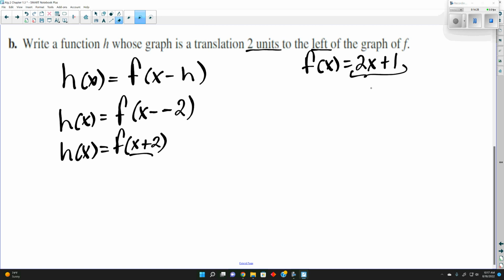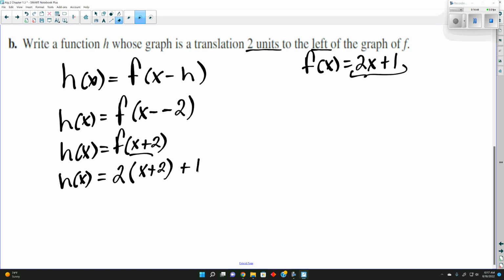So this here, we can replace it with the function, so we would have 2 instead of just 2 times x. It's going to be 2 times x plus 2 plus 1.